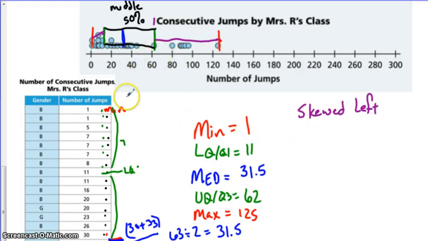I can also use this to compare it to Mr. K's class and see about where their middle 50% is.